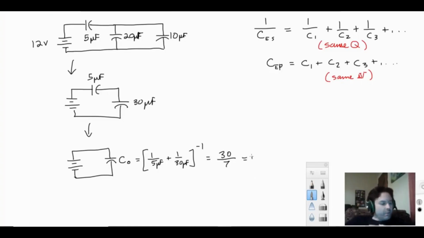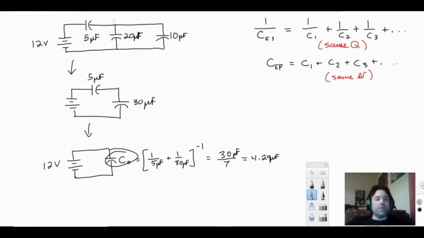I gave up 4.29. I didn't have faith in myself. And that's going to be, of course, in microfarad. Okay, so if we have 4.29 microfarad as the total capacitance, we can go through our same process with this 12-volt battery of finding extra information.